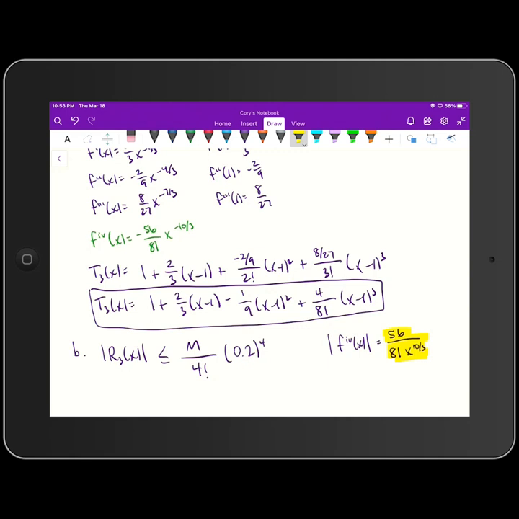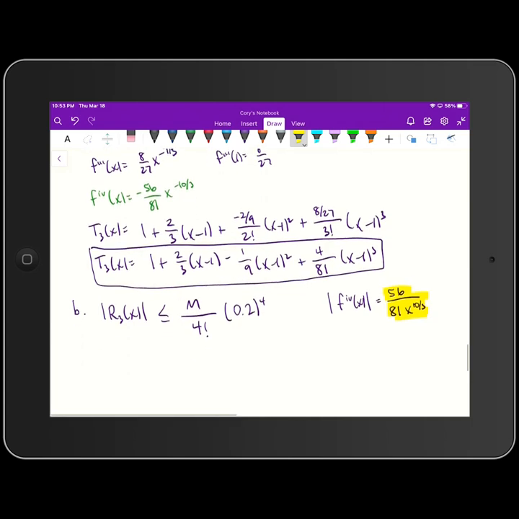And because that x raised to the 10⁻³ power is in our denominator, the smaller our denominator is, the bigger our fraction is going to be. So the biggest I can make that 4th derivative is by plugging the smallest number in the interval in the place of x. So we're going to get 56 over 81. The smallest value for x on the interval from 0.8 to 1.2 is 0.8 raised to the 10⁻³ power.